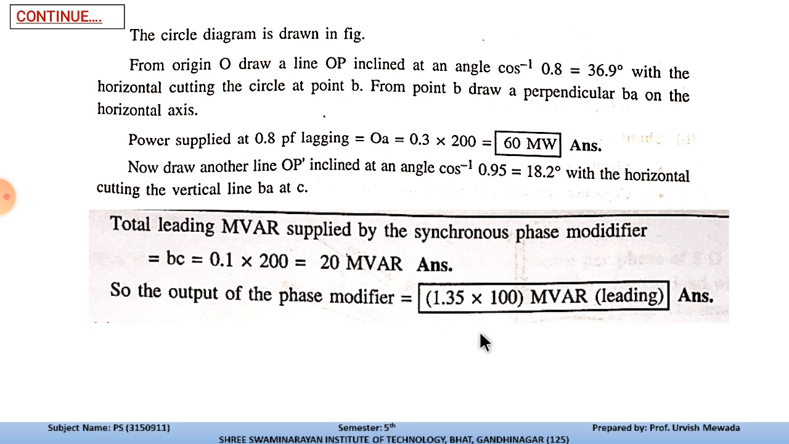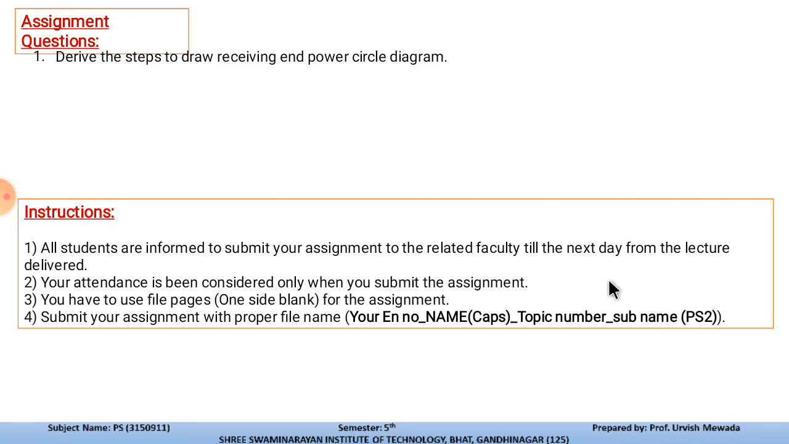So this is the amount of power which is supplied by the phase modifier to improve the power factor from 0.8 lagging to 0.95 lagging. This is how we can improve the transmission line parameters and transmission line losses with the help of a phase modifier. If we need to calculate that data using the receiving end power circle diagram, then we can use this method to derive the data. After this presentation, your assignment question is to derive the steps to draw the receiving end power circle diagram.